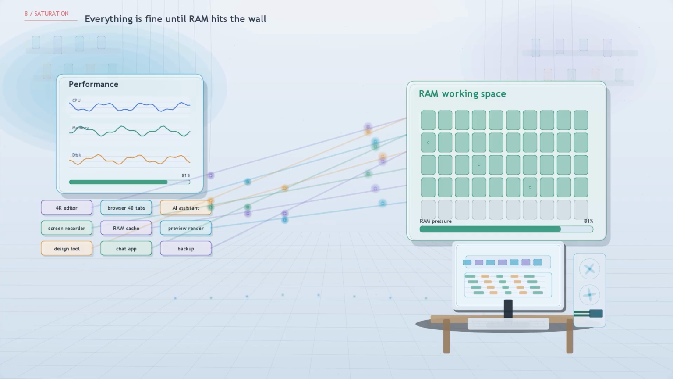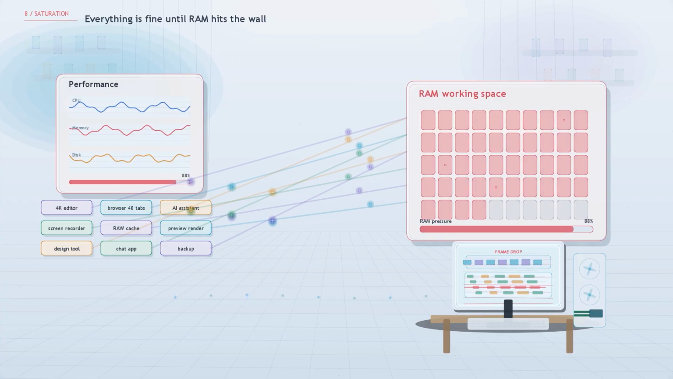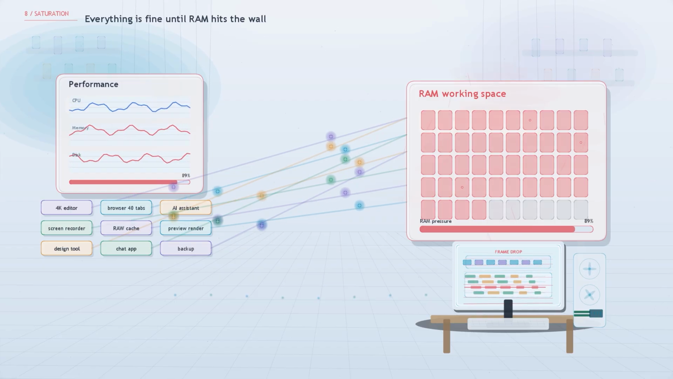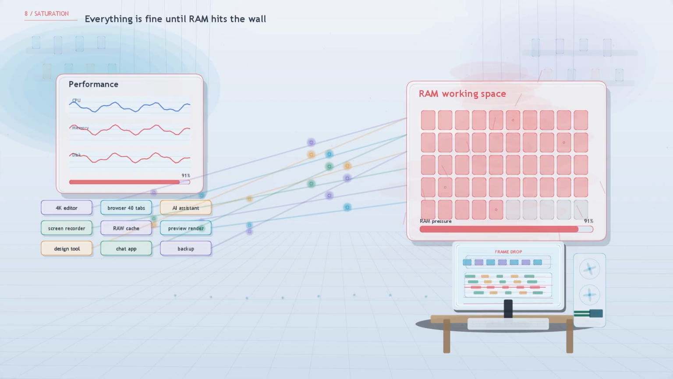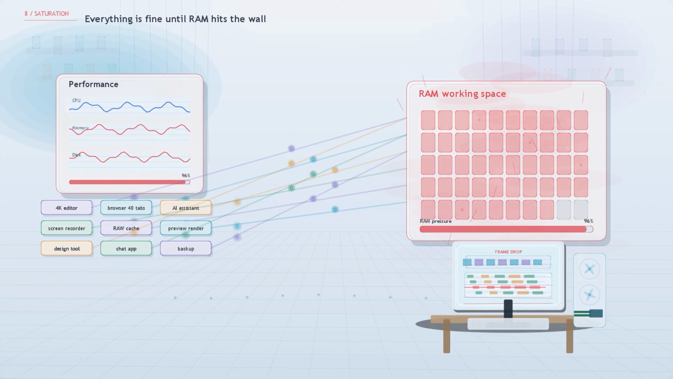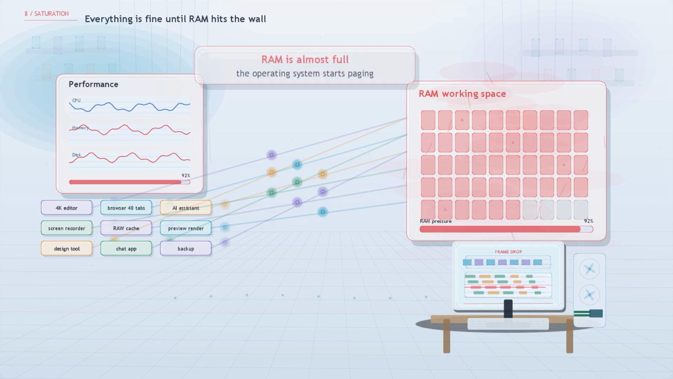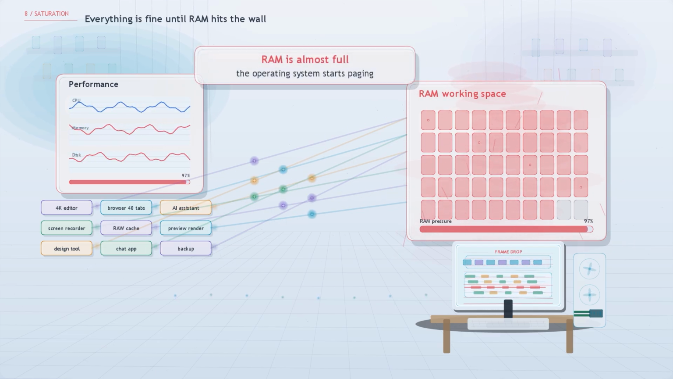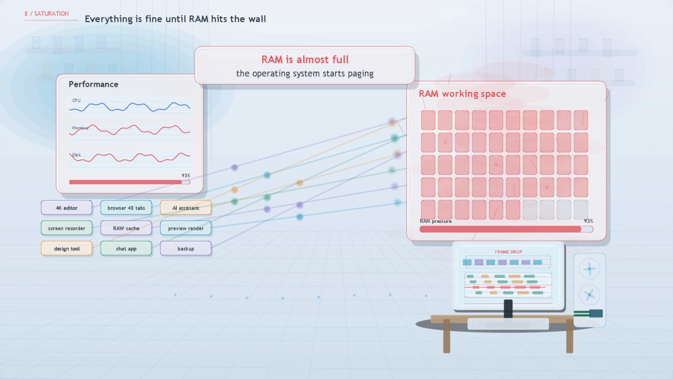Cold data means memory pages that haven't been used recently. The OS writes those pages to a swap file on the SSD. This frees up RAM for the new data Ava needs right now. But here's the problem. What if she switches back?